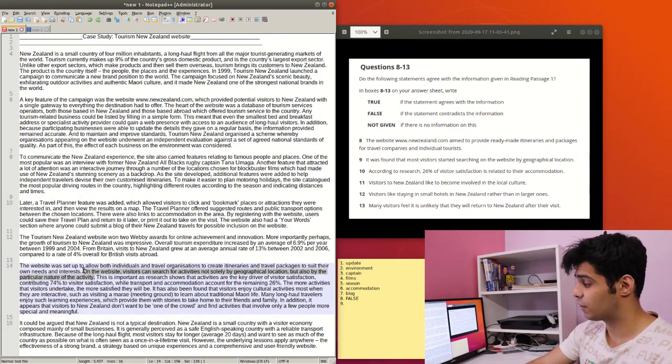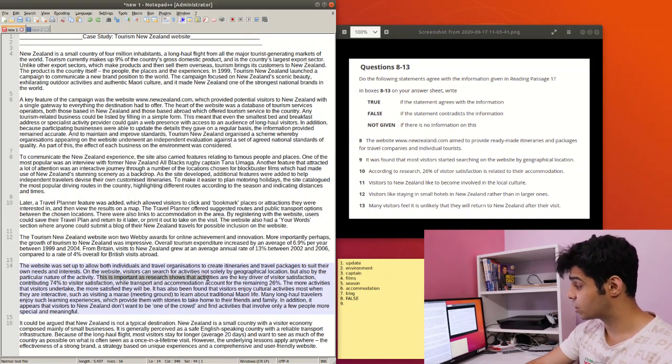I think this is definitely related to this. It was found that most visitors started searching the website by geographical location, but this is not given yet. Maybe it's given in the future. Let's read the passage to know more. This is important as research shows that activities are key drivers of visitor satisfaction, contributing 74% to visitor satisfaction, while transport and accommodation account for the remaining 26%. The more activities the visitors undertake, the more satisfied they will be.